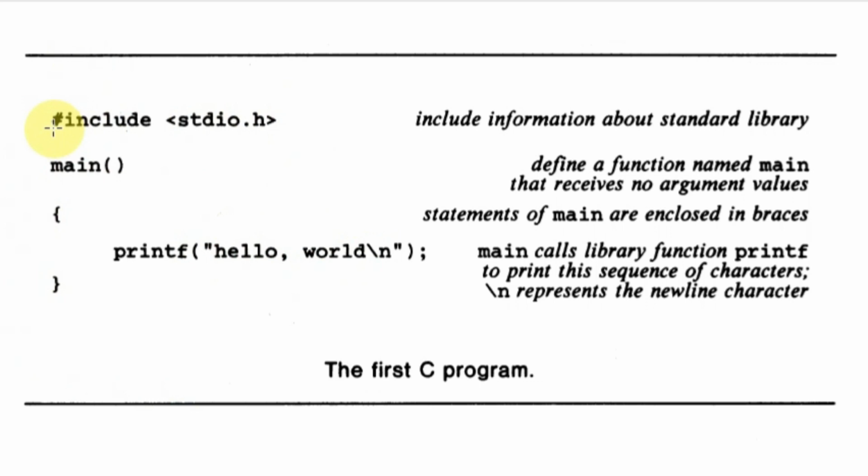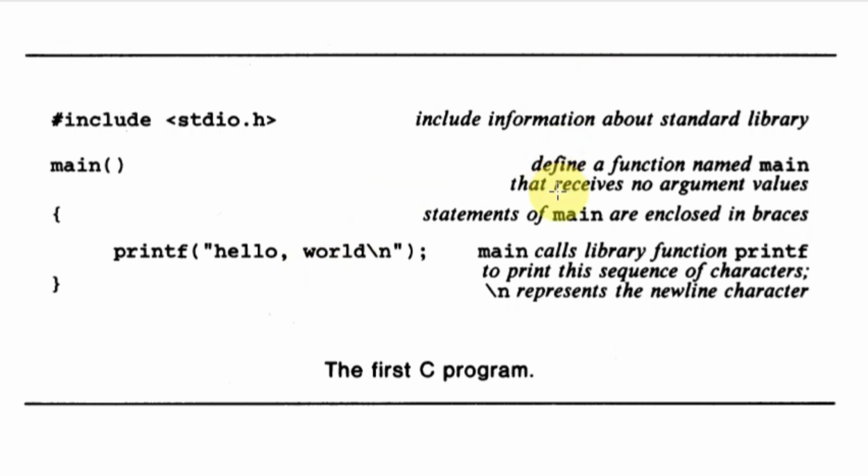And you can see here it says the include stdio.h. It says include information about the standard library. So that library contains functions such as printf, for example, and other functions that we can use in our program. And that's what this include line does. It just tells the compiler to include this library for us so that we can make use of the functions that are contained within it.